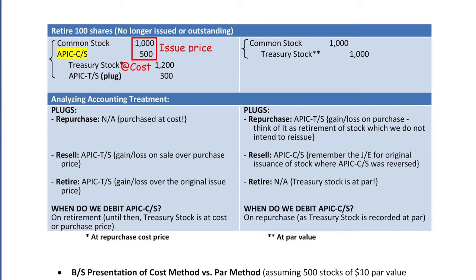So when we're trying to analyze the accounting treatment, circle plugs. Under the cost method, when you resell treasury stock, the plug is APIC treasury stock. When you're retiring, even then the plug is APIC treasury stock. The next question is, when do we debit APIC common stock? That's debited at retirement. Until then, treasury stock is at cost or the repurchase price.